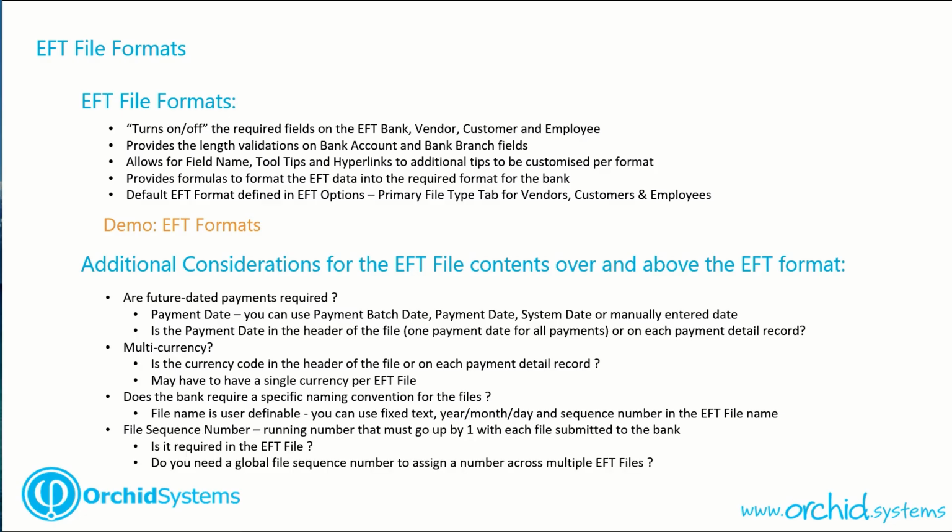And some banks require a file sequence number, which is a running number that must go up by one with each bank file that is submitted. So if you do need a file sequence number, you need to start off your EFT processing using the last file sequence number generated on the previous system. And also some banks allow you to have a running file sequence number across multiple bank accounts with the same bank. And then you can configure a global file sequence number to run across multiple banks.